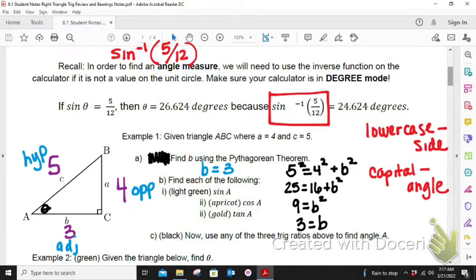So when I'm writing the sine of angle A, it's going to equal 4 over 5. So that's the sine of angle A. What would the cosine of angle A be? 3 over 5. And the tangent of angle A would be what?